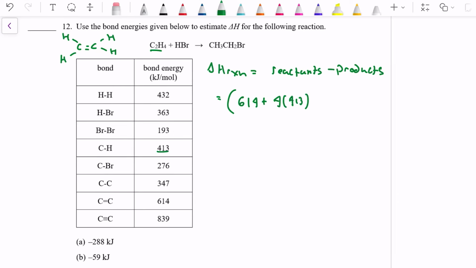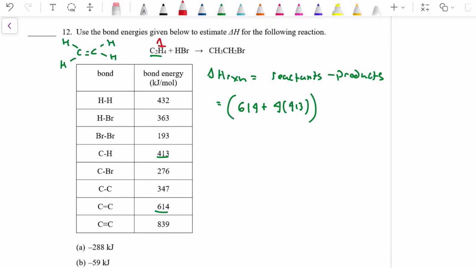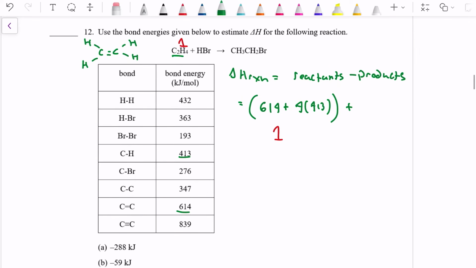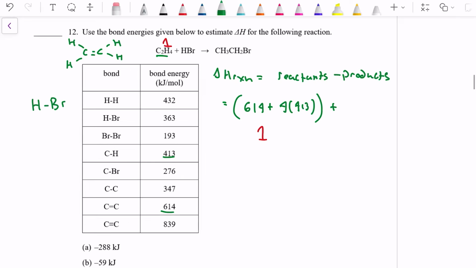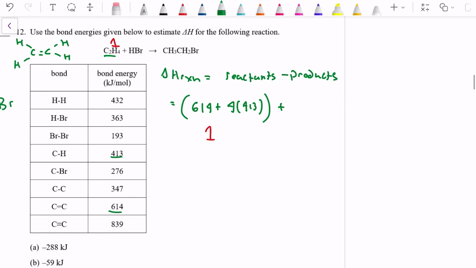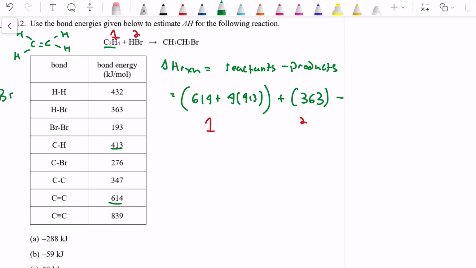I got that from there and then there. Okay. So here, I'll label these 2. So this is 1, that's 1. Okay. HBr is just 1 single bond. It's a hydrogen bonded to a bromine. So that's just 363. We'll call that 2. And then let's minus our products. This molecule looks like carbon attached to carbon, like this.